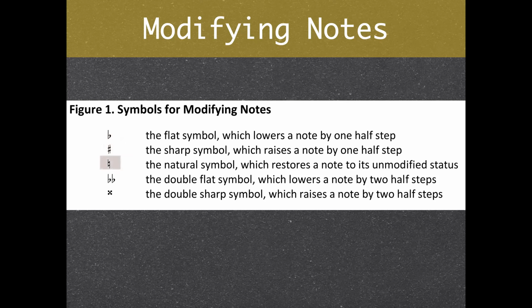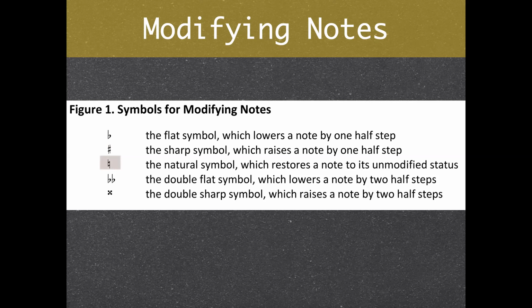The next symbol I want to show you is what we call the natural symbol. So let's say we had just been using D flat a lot, but then we want to show the player that we actually want to have the natural form of the note, D natural, with no flat or sharp. You would draw that natural symbol right ahead of the note head that you would write on the staff lines.